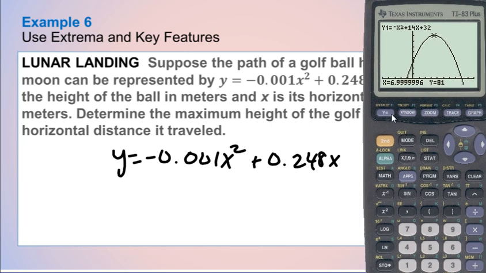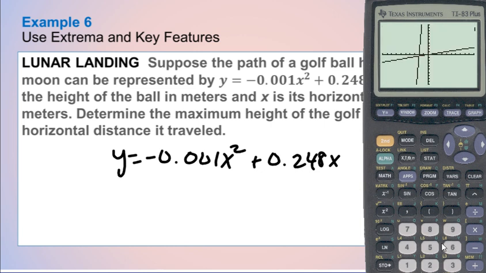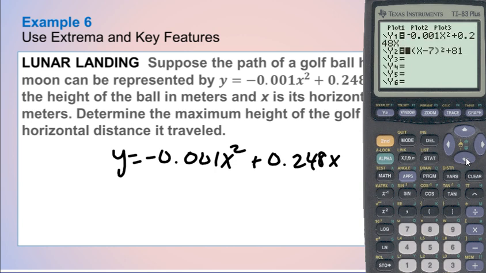We're going to type in our equation. So I have a negative 0.001 x squared plus 0.248 x. I'm going to hit zoom, number 6. I've got to go back to delete this other one here.